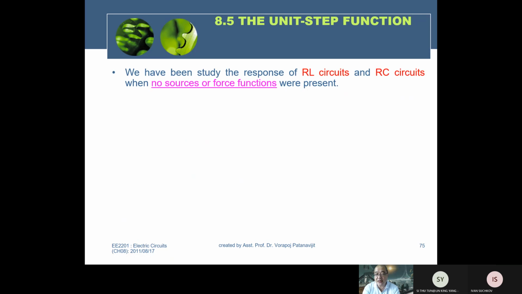We have studied the response of the RL circuit and the RC circuit when no source or forcing function is present. Okay, already presented that. When you remove the source, the current and the voltage will gradually drop due to the natural response. It means the output or response depends only on the nature of the circuit: the size of the capacitor, the size of the resistor, the size of the inductor, and the structure of the connection.